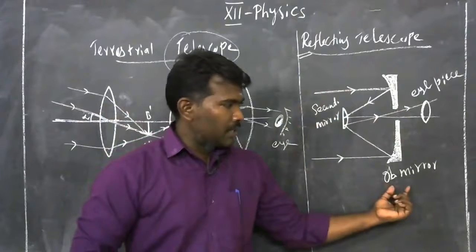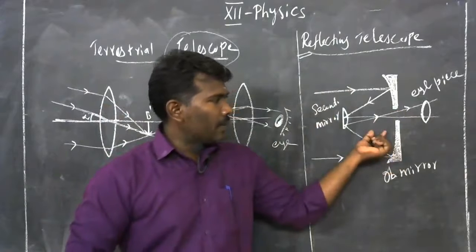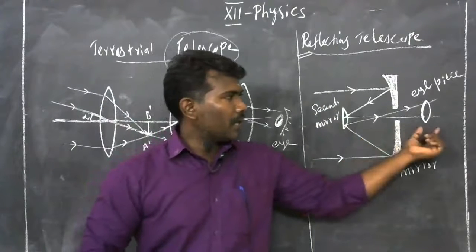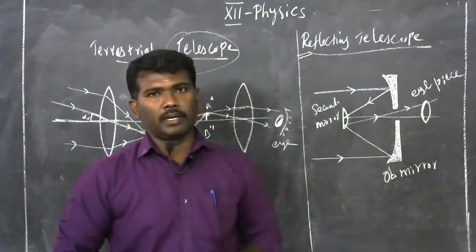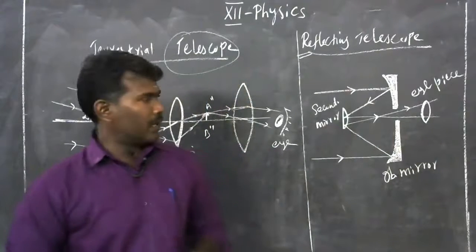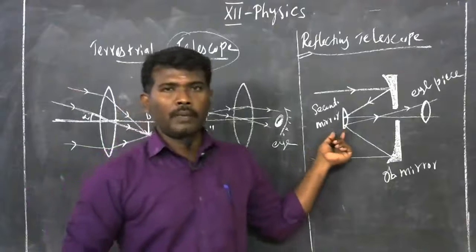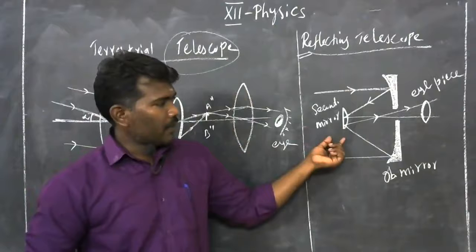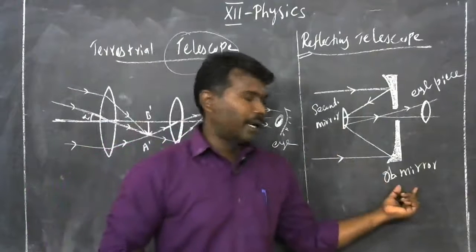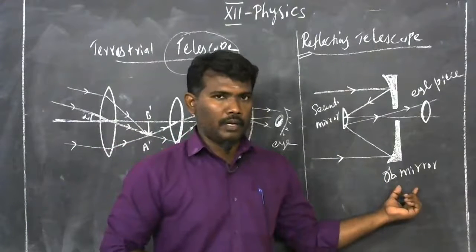But if you are using the objective mirror alone, the image will be formed inside of the telescope. So definitely you should fix the eyepiece inside of the instrument. For that purpose only, we are using another reflecting mirror, the secondary mirror. The secondary mirror is a convex mirror. The objective mirror is a concave mirror.